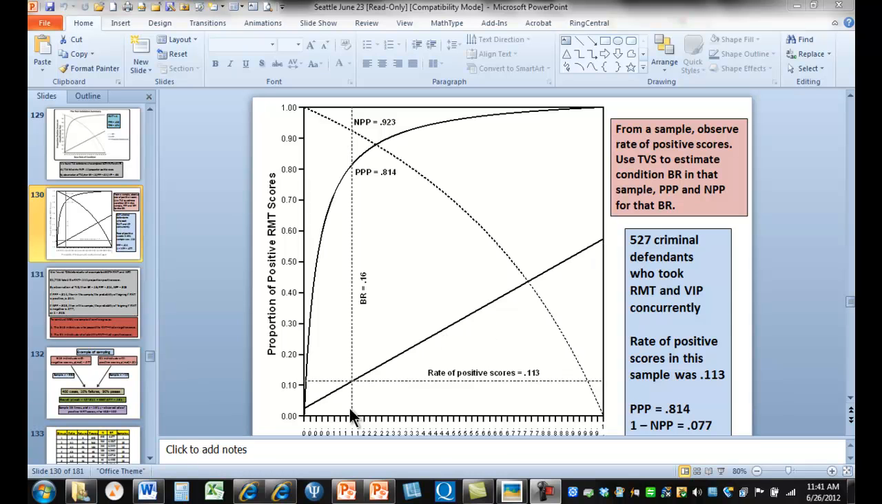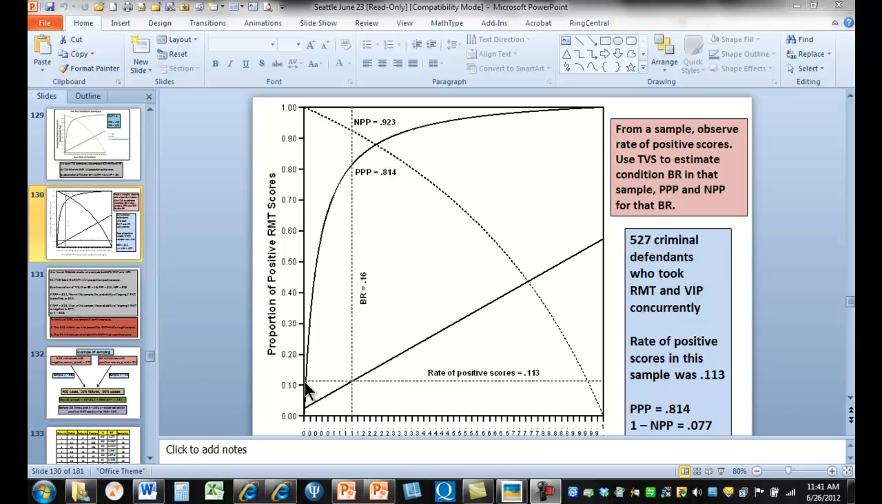Once you start with the information of the false positive rate and the true positive rate, then these lines get drawn automatically. They're just algebraically connected to the line. This is the positive predictive power. This is the negative predictive power.